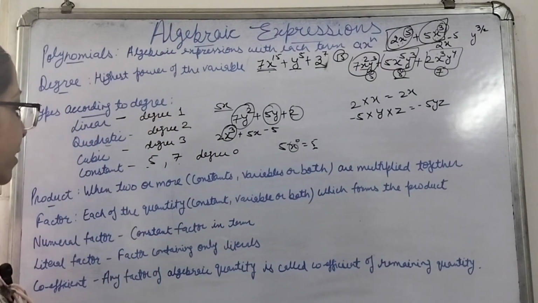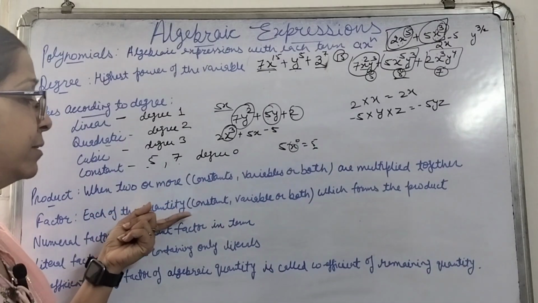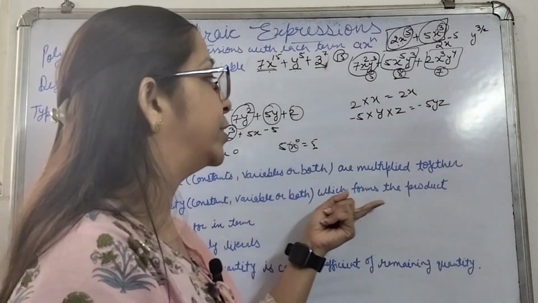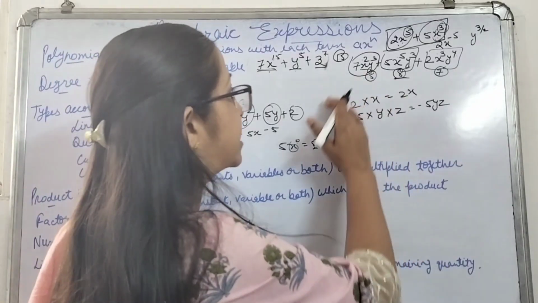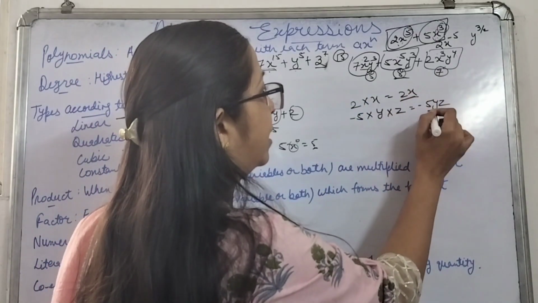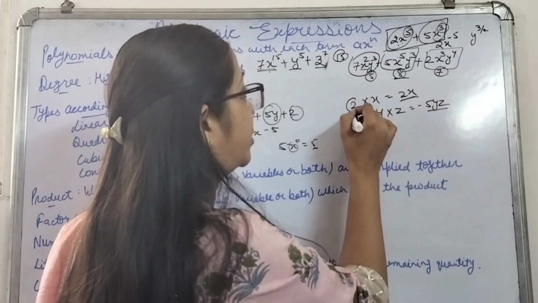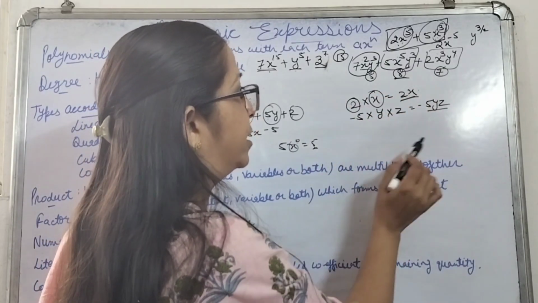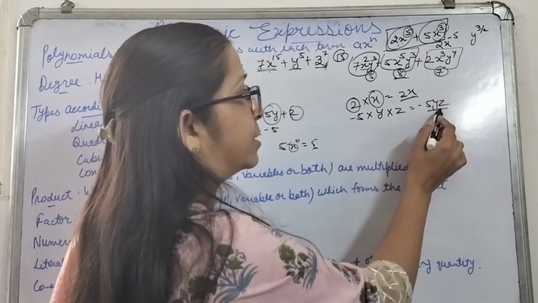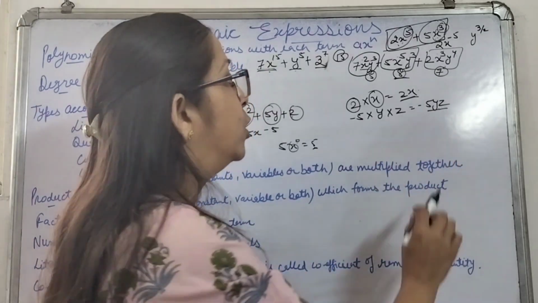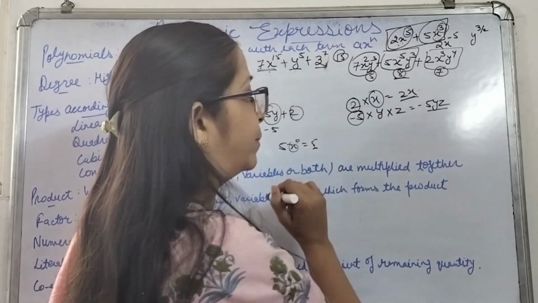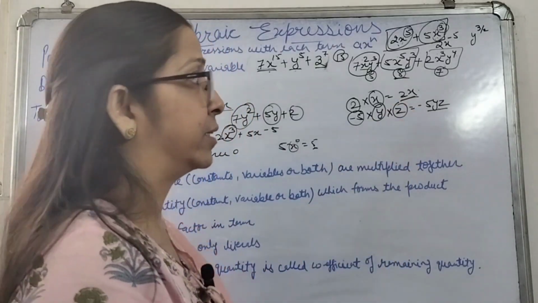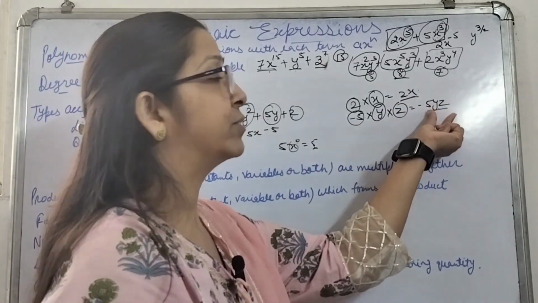What are factors? Factors are each of the quantities, which could be a constant, a variable, or even both, that form the product. Like in this case, 2x is the product, and 2 is a factor, x is a factor. These are the factors of this product. If I take minus 5yz as an example, it is a product whose factors are minus 5, y, and z. So these will be the factors of this product.